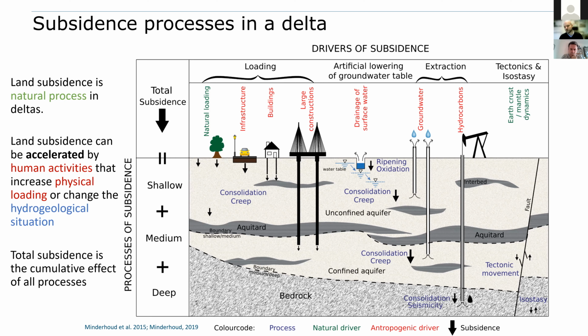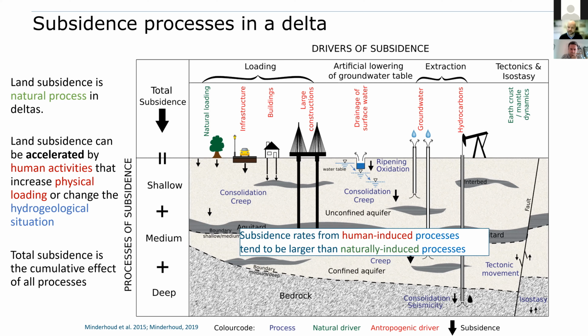Then what we know also from other deltas is that human-induced processes tend to cause much faster land subsidence rates than the natural processes. And also that subsidence can actually be highly variable, both in time and space. So there is really, in that sense, a four-dimensional puzzle here. So 3D in the surface, but also in time there's variability.